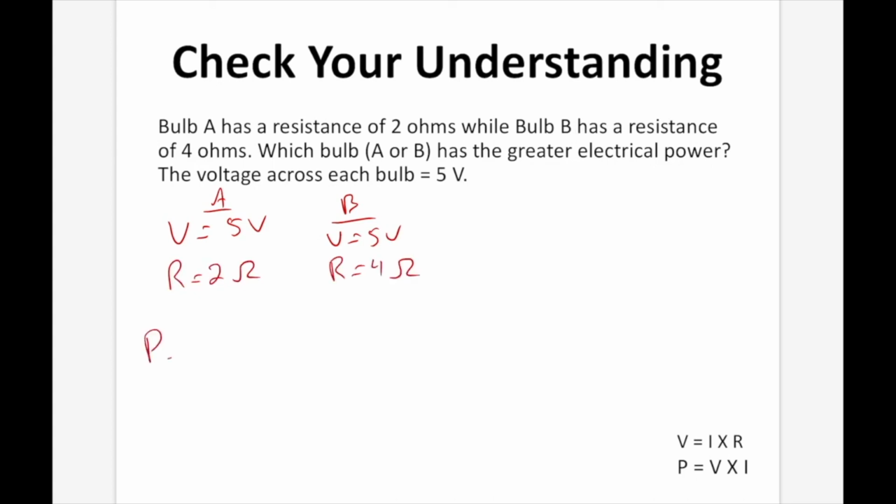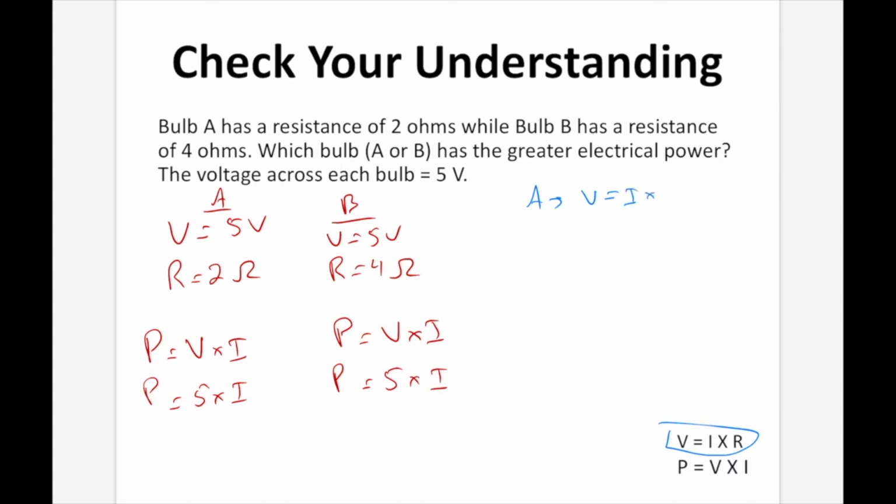We're looking for power. Power is going to equal V times I. For bulb A, power equals 5 times I, and we don't know what I is. For bulb B, power equals 5 times I. So how are we going to figure out I? For bulb A, we're going to use our first equation, V equals I times R, and rearrange to solve for I. So I equals V divided by R.